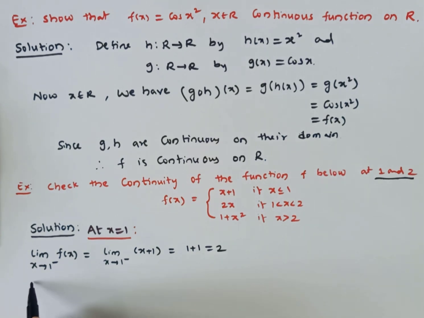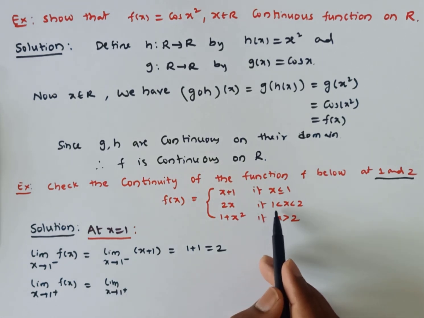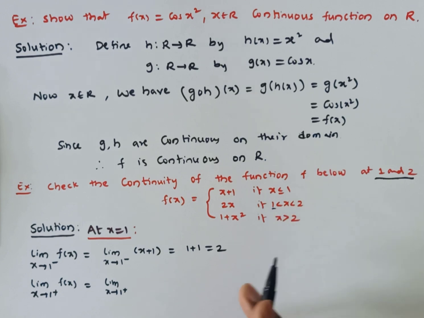Next, the right hand limit. The limit as x tends to 1 plus of f of x. x tends to 1 plus means it is a little bit more than 1, that is x greater than 1. So here, by using the given piecewise function, choose the part where x is greater than 1. There 2x is defined, so therefore it is 2 into 1, that is 2.